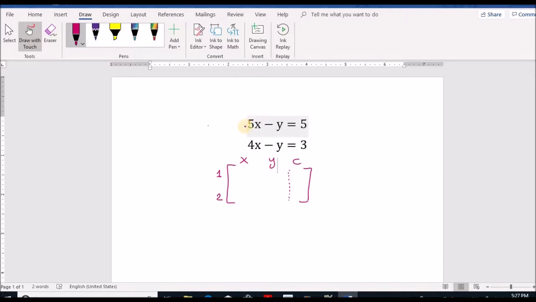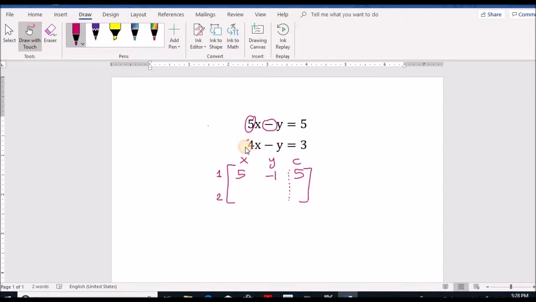Now, how do I enter the numbers into this matrix? I will go to the first equation and I will look at the x coefficient. The x coefficient is 5, so I'm going to enter it under the x. And then I look at the y coefficient. The y coefficient is -1, so I'm going to put -1 here. And then the constant is 5, so I'm going to put the constant right there.